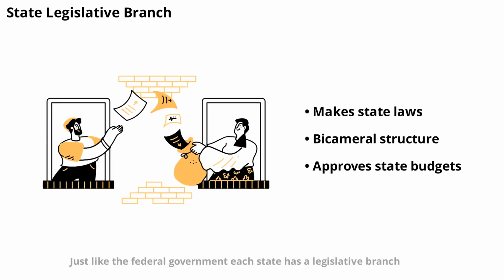Just like the federal government, each state has a legislative branch. Most states have a bicameral legislature, meaning two chambers, usually called the Senate and House of Representatives, or Assembly. These bodies create state laws, approve budgets, and represent the interests of their citizens. State legislatures often address issues like education, funding, transportation projects, and health regulations.